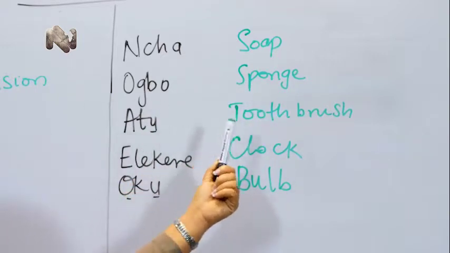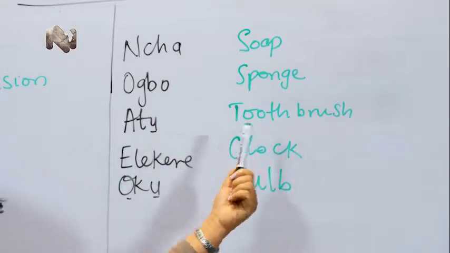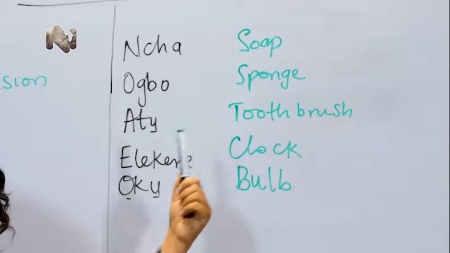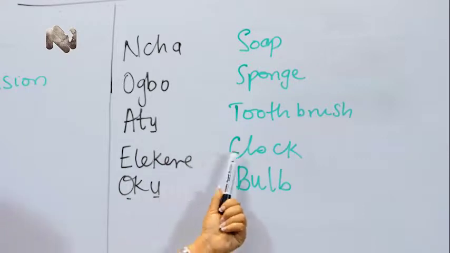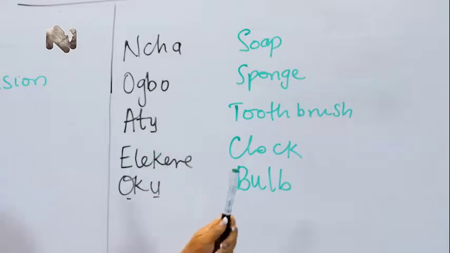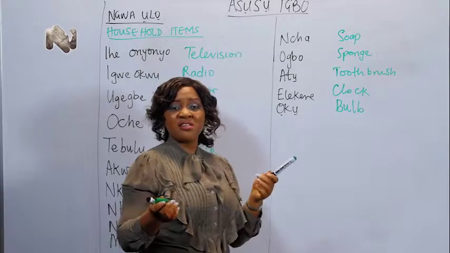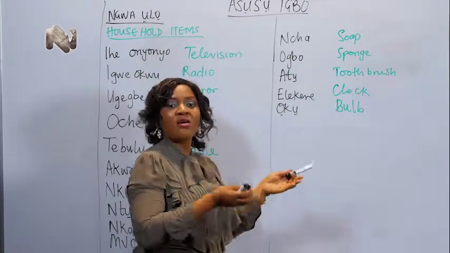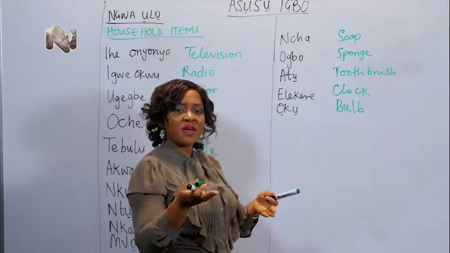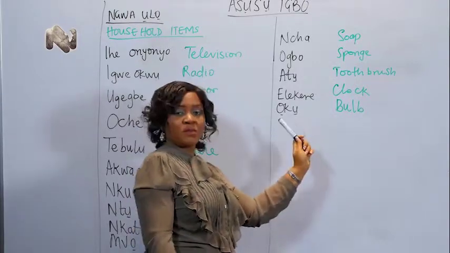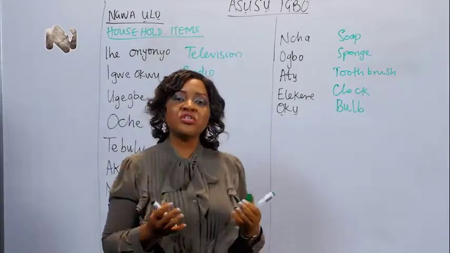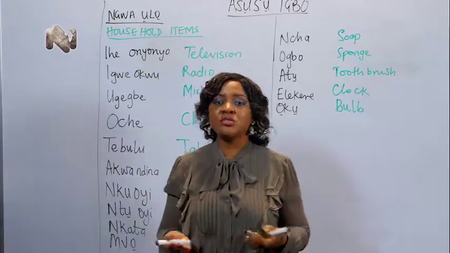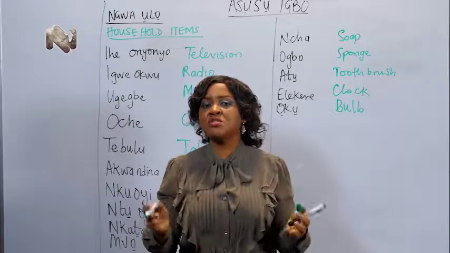Toothbrush, atu. Clock, elekere. Bulb, oko. Oko also means another thing. Oko could be used to refer to fire or bulb. So when you hear oko, it's either fire or bulb. But here we're talking about light bulb. Oko, bulb. So you're going to mention other household items you have around you. Look around you in your house and mention other items.